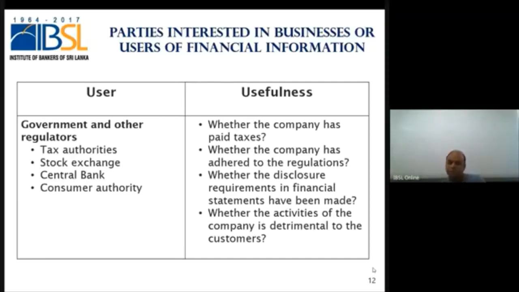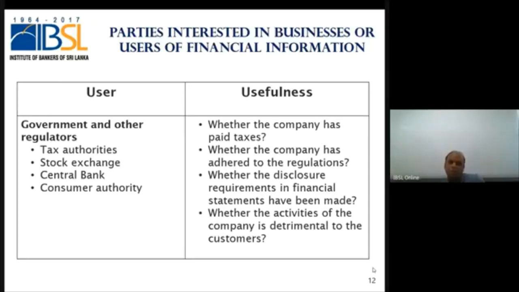Secondly, whether the company has adhered to the regulations. If the stock exchange publishes a regulation today, that has to be complied with by the companies listed on the stock exchange. So it is very important for the regulators to know whether the financial performance of the company is in order.